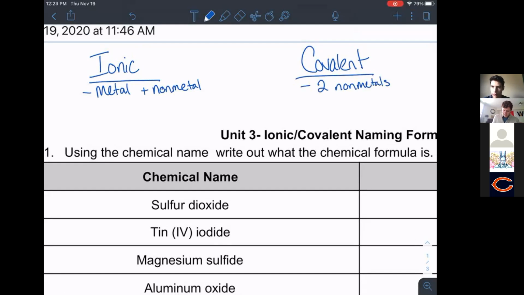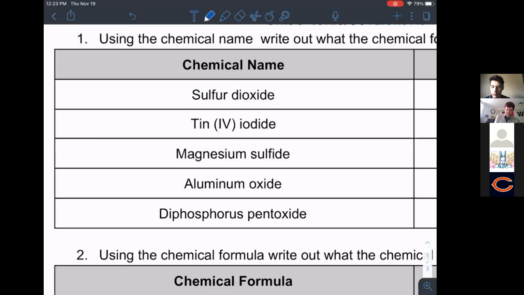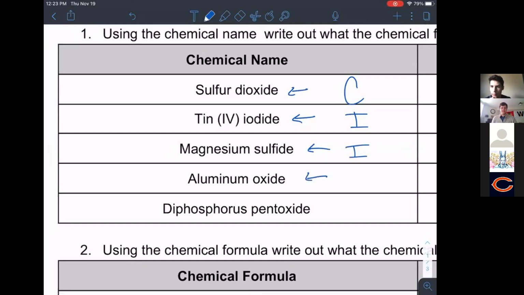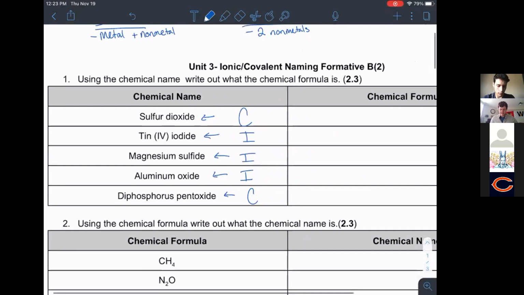Perfect. So now if we're looking at these, this first one, is this ionic or covalent? Is that two nonmetals or a metal and a nonmetal? It's covalent. What about the second one? Ionic. Number 3? Ionic again. Perfect. Number 4? Ionic one more time. And then last but not least, this last one. Covalent. Perfect.